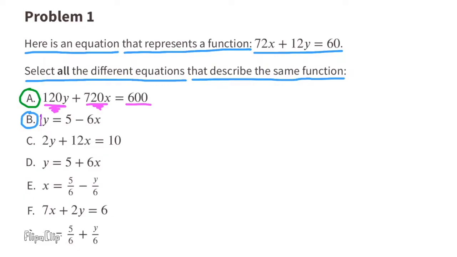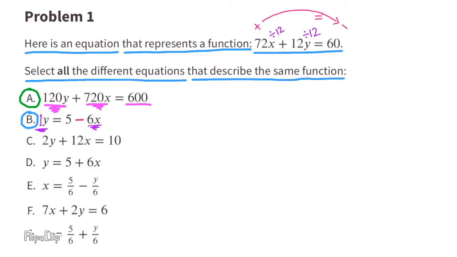Let's look at this term y to the left of the equal sign. There's one y, but in the original equation, there used to be 12y. 12y divided by 12 equals 1y. Now let's look at the term with the x.